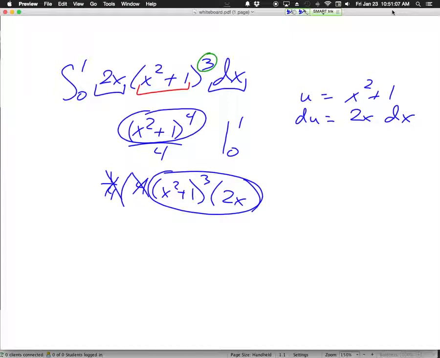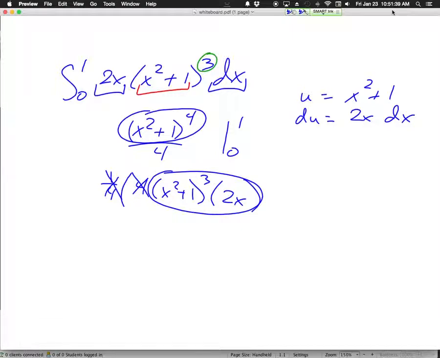So the outside isn't just the cube, it's the whole thing? The outside is the cube. But when I integrate the outside, what happens to the inside? It stays the same. So that's why the x squared plus 1 stayed there, because the inside stays the same. So you don't integrate the 2x. No. The only thing that is integrated is what? The outside function.